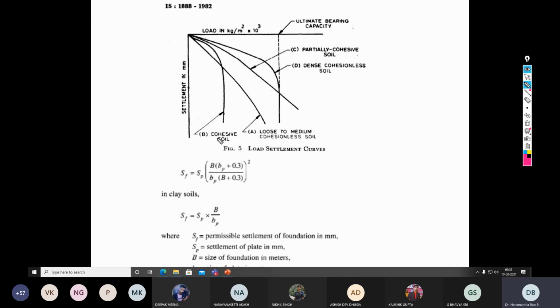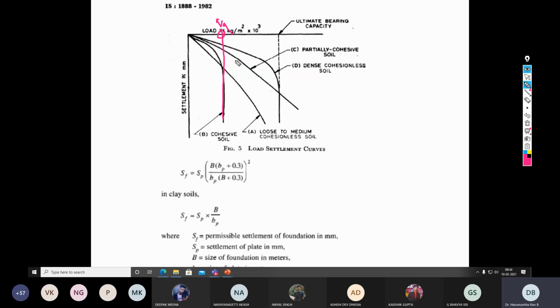For example, if you look at curve B and curve D, it is quite easy. You simply draw a vertical line onto the x-axis. Wherever it is meeting, that shall be taken as the allowable bearing pressure on the soil in both these cases. While in case of A and C, it is a bit difficult to interpret what shall be the ultimate bearing capacity. Now here we can follow two schools of thought.